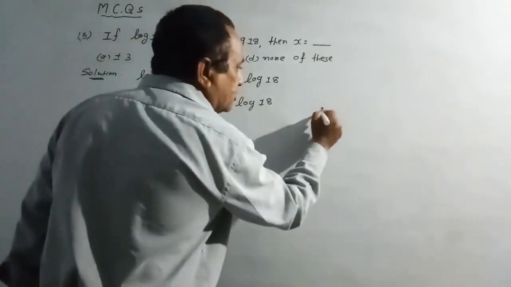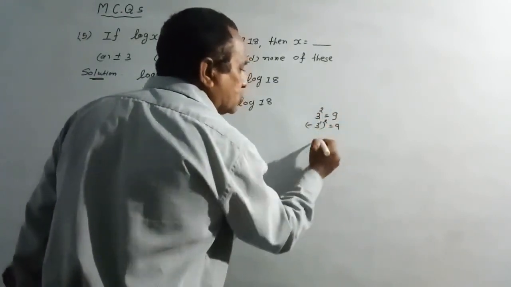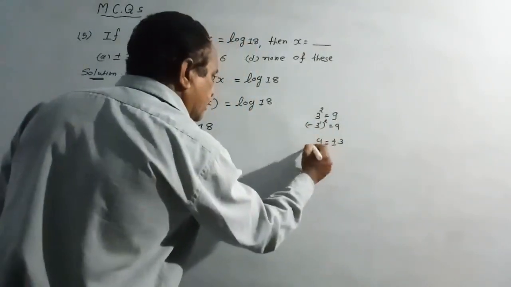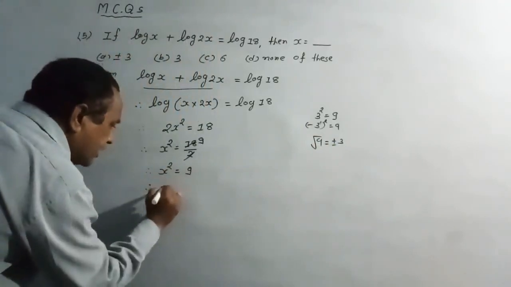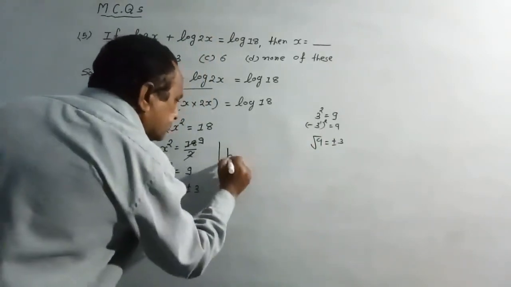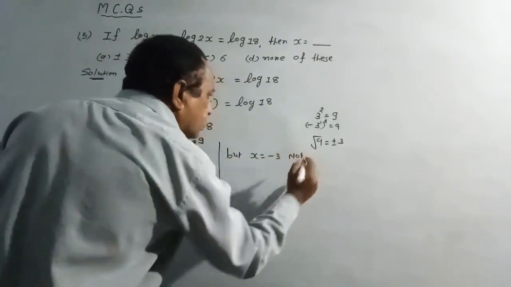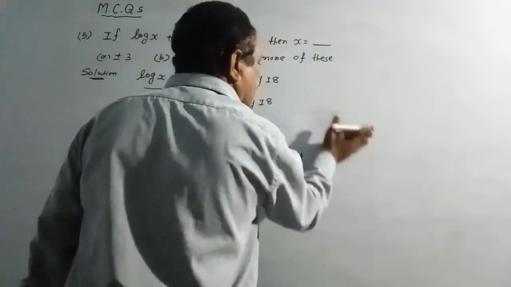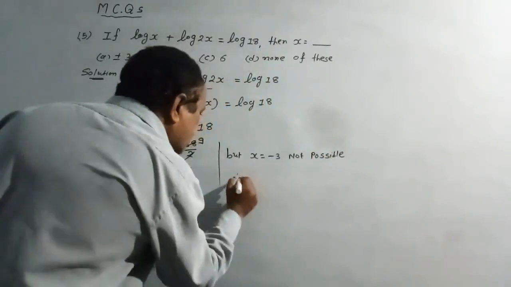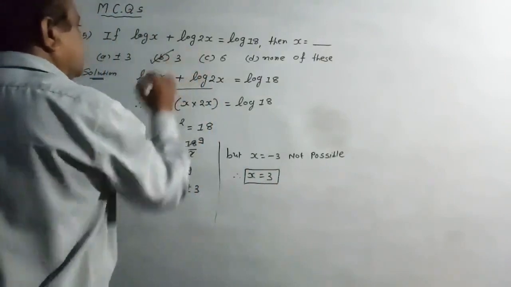But 3 square is equal to 9 and minus 3 square is equal to 9. So for 9 there are two possibilities, plus or minus 3, the square root of 9. So the square root of x squared is x, and the square root of 9 is plus or minus 3. But x is equal to minus 3 is not possible in a log. So the answer is x is equal to 3. So our option is x is equal to 3.